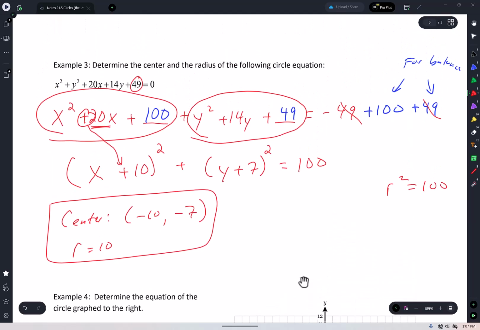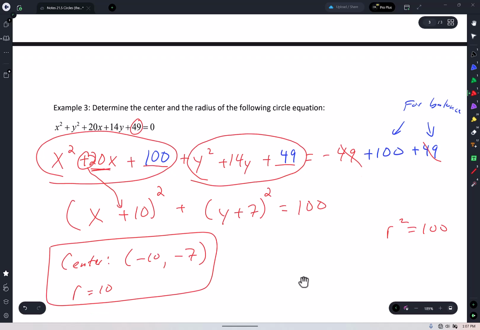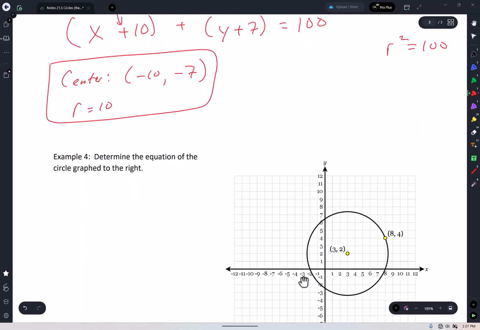Well, we're just saying if they give you units, like if they were to tell you that the radius is 10 centimeters, then you would put the centimeters. But right now, we're just unitless.